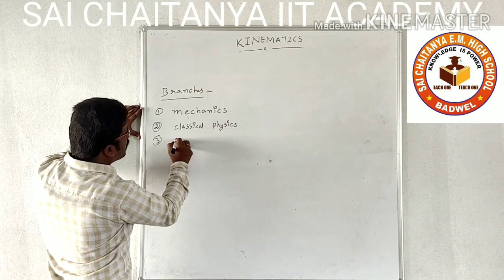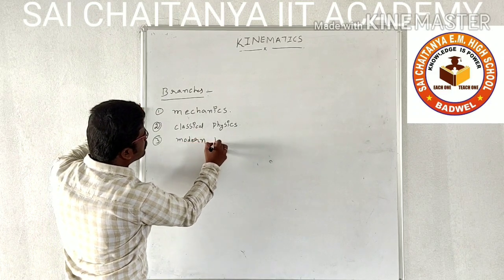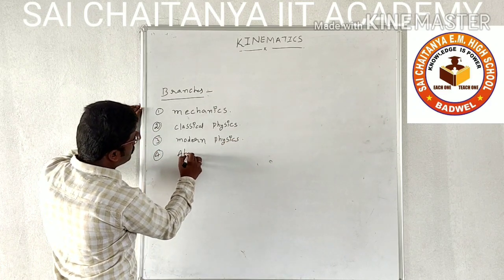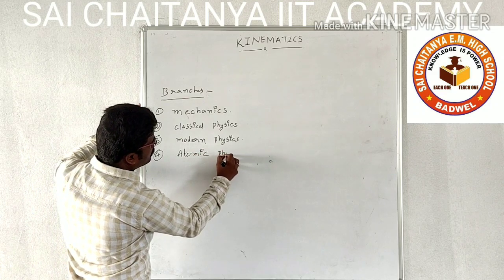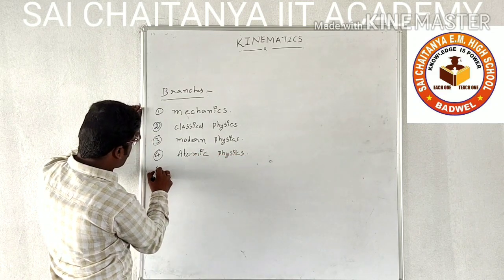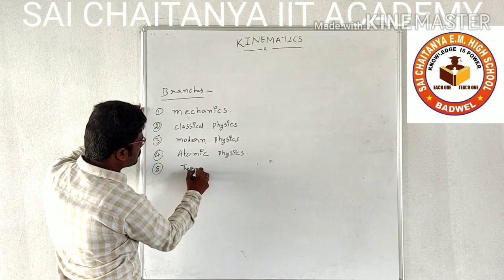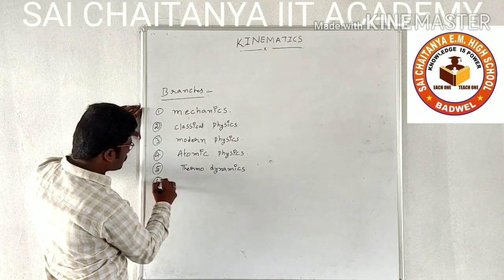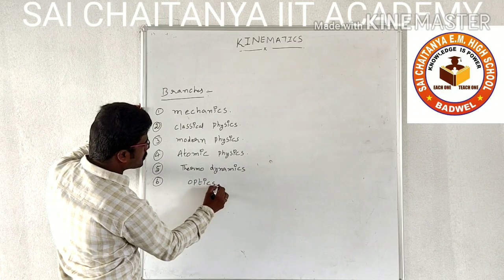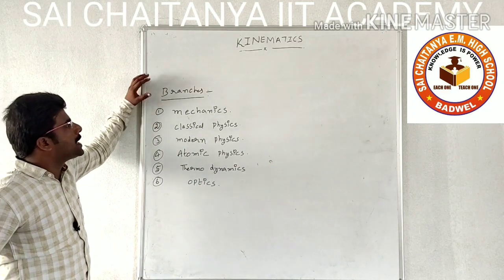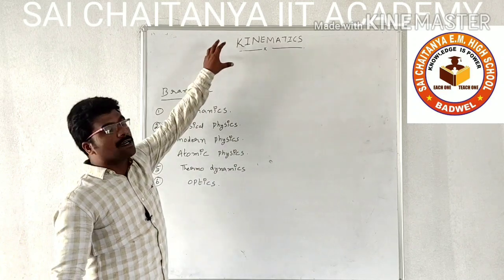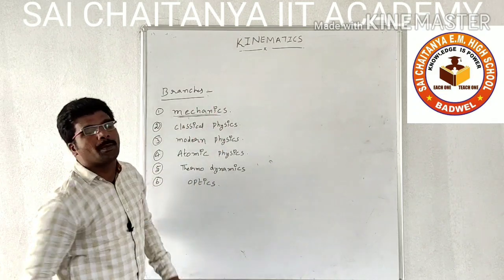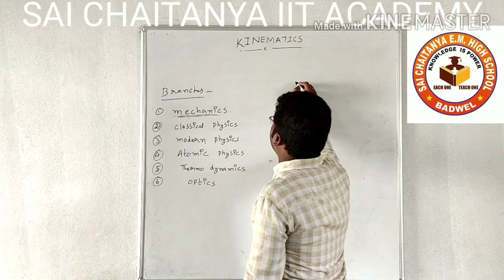Third one is modern physics. Atomic physics. Thermodynamics. Optics. So these are some of the important branches in physics. In order to learn about kinematics, first we want to take the branch that is mechanics.